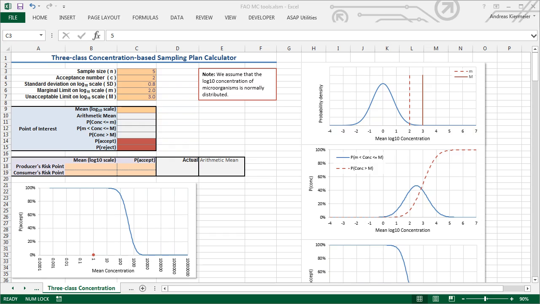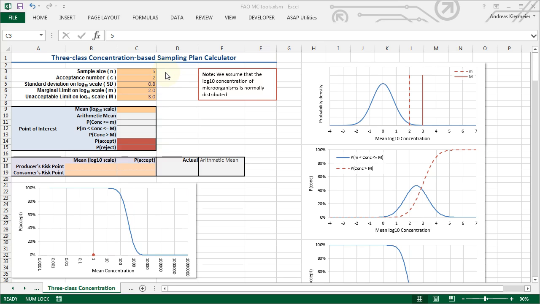In this video, we look at the three-class concentration-based sampling plan, assuming a log 10 normal distribution, using the calculator in the three-class concentration tab. There are several areas in this calculator that we will have a look at, and cells that allow user input are shaded in orange.